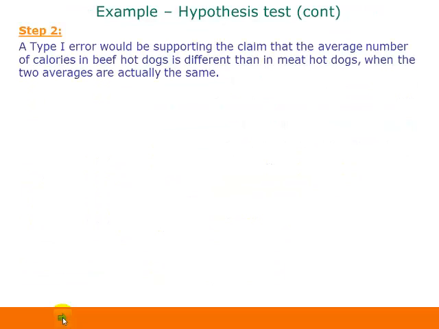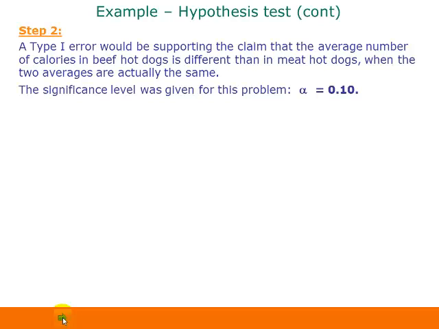For step 2, a type 1 error would be supporting the claim that the average number of calories in beef hot dogs is different than in meat hot dogs when the 2 averages are actually the same. The significance level in this problem was given as alpha equals 0.10.